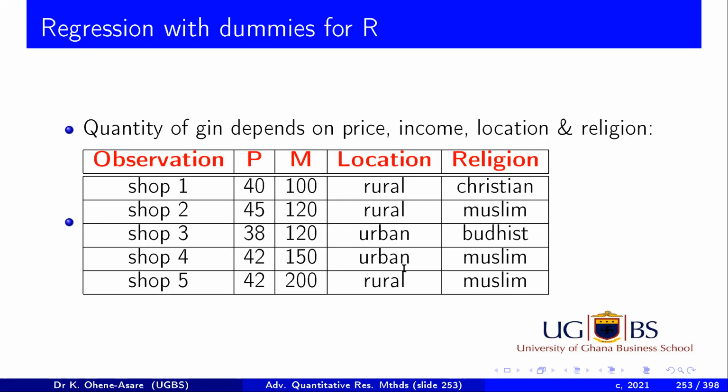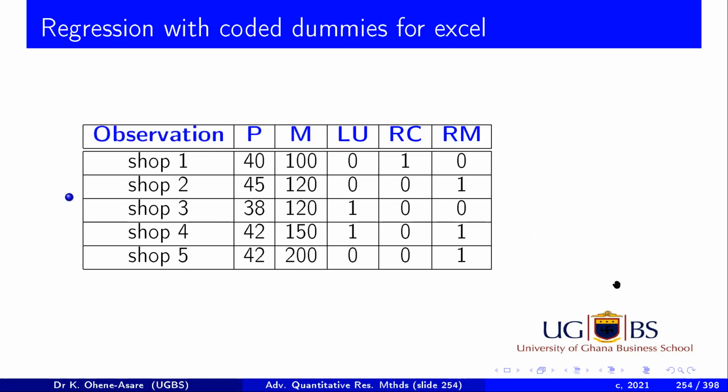But if I am doing it for Muslim, I need to create another column. This is when you are coding it. Suppose I create a column for Muslim. The first one is Christian, so it will be 0. The next one is Muslim, so it will be 1. Buddhist will be 0. Muslim will be 1. Okay, so that is how you do coding in a dummy variable.